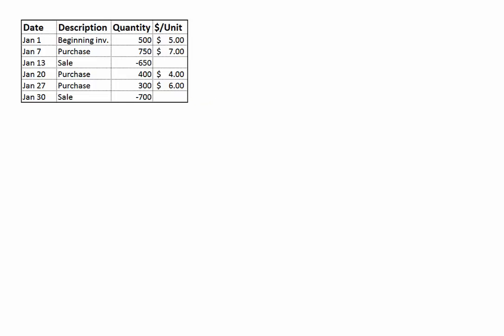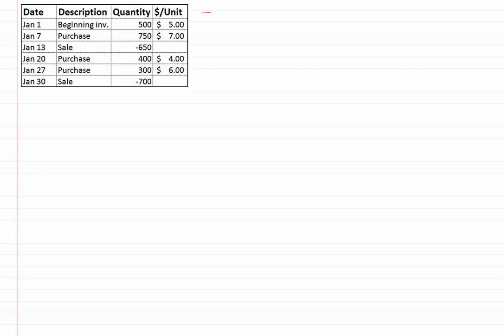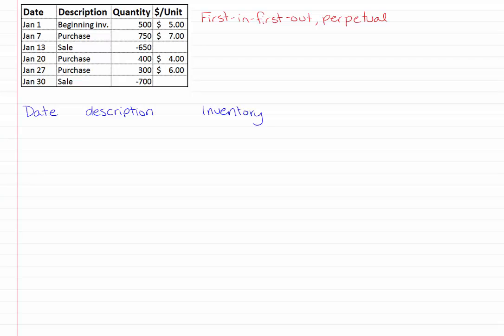As I said, under the perpetual method, whenever we make a sale, we're trying to figure out our cost of goods sold. So we're going to be figuring out our cost of goods sold for this transaction, the sale on January 13th, and the sale on January 30th. And I'm just going to make a note at the top of my page that we are under the first in, first out, or FIFO method. So in order to do my calculations and figure out how much my cost of goods sold is at each of my transaction dates, I'm going to make a table to make my calculations. And a lot of the information is going to be duplicated from the table that we already have. I have an area for my dates, my descriptions, my inventory, and my cost of goods sold.